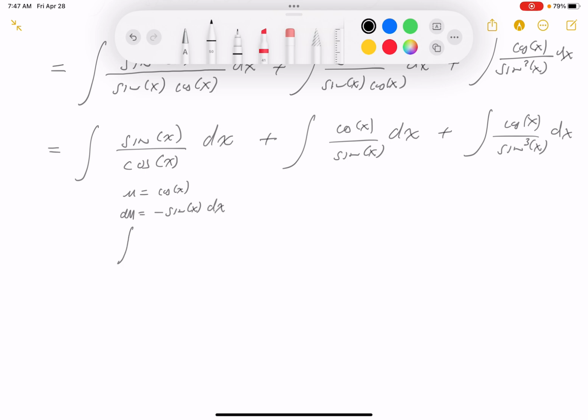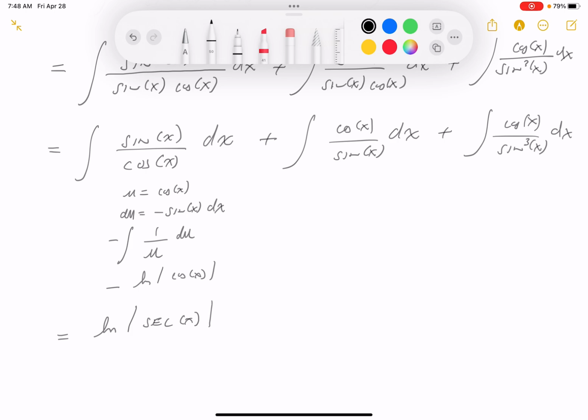Again, I'm going to erase this because it's really kind of side work at this point. This can be minus 1 du over u, and that would integrate to minus the natural log of u, and the u is cosine x. I'm going to bring the minus 1 up, and what would that give me? That would give me the natural log of the absolute value of the secant of x.